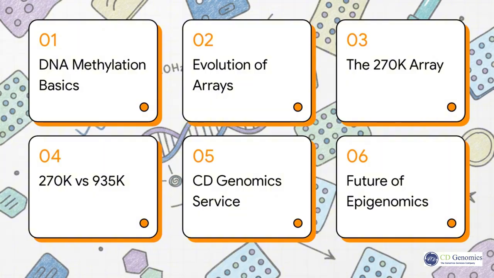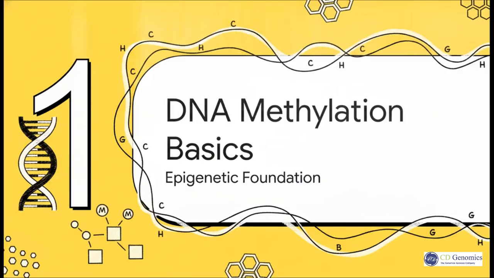Here's our quick roadmap for today. We'll start with a refresher on DNA methylation basics, track the evolution of array technologies, and then introduce the specialized 270K array. After that, we'll compare the 270K with a 935K, explore how the CD Genomics 270K service completely streamlines this workflow, and wrap up with a look at the future of epigenomics. Okay, let's dive into this.